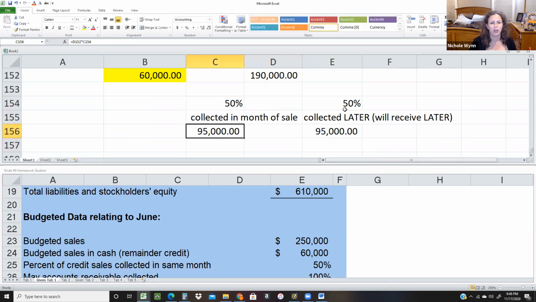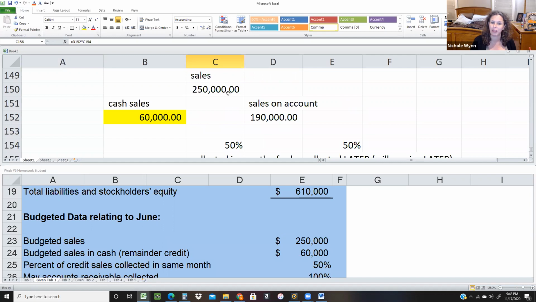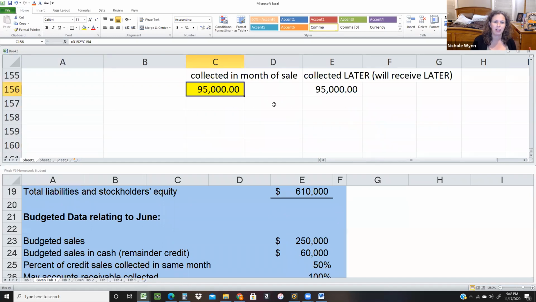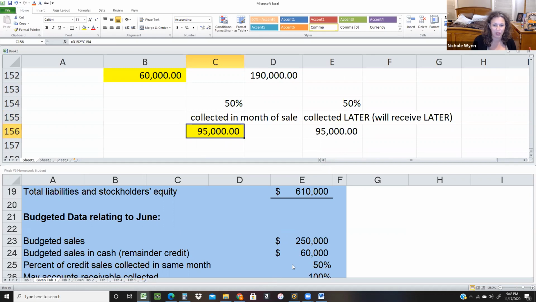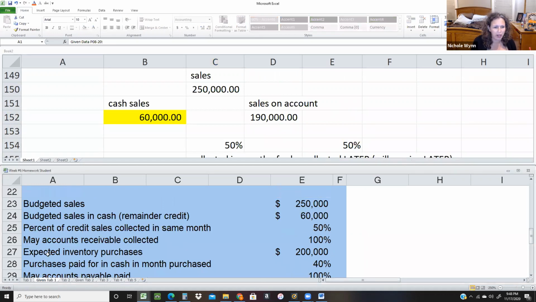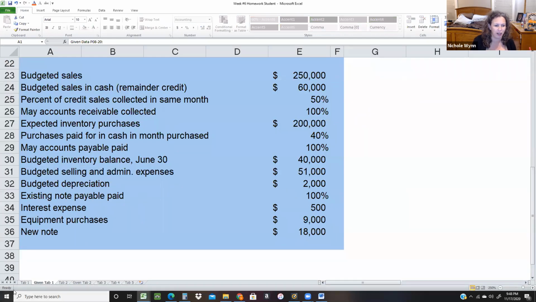Okay. So I'm going to get this in the month of sales. I'm going to get this in June. So in June, I make sales of 250. I'm going to get 60. This is later. Of the later, some of it is going to happen in June and the rest of it will happen probably in July. And then it says down here that 100% of May receivables are collected.